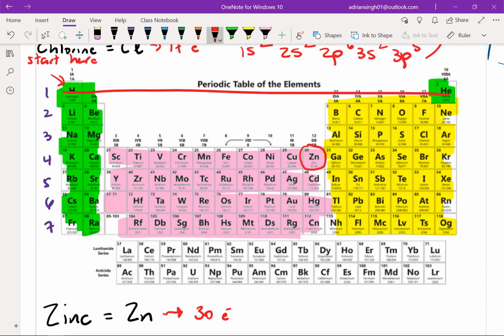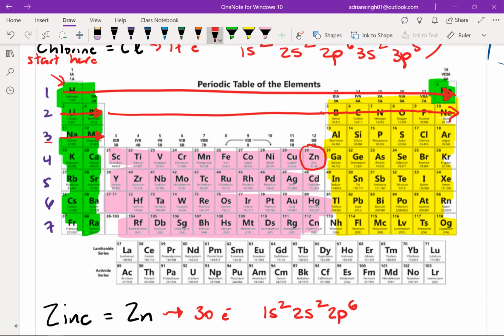So 1s2 gets me to helium. Then 2s2 gets me to beryllium, Be. And then to get all the way across, we need to go to P now. 1, 2, 3, 4, 5, 6 gets me to neon. And then 3s2 to magnesium. And then all the way across to 3p, 1, 2, 3, 4, 5, 6 to argon. And then the next row, 4s2 to calcium.